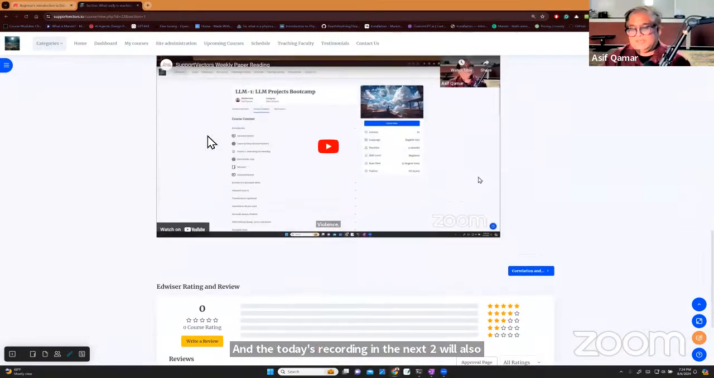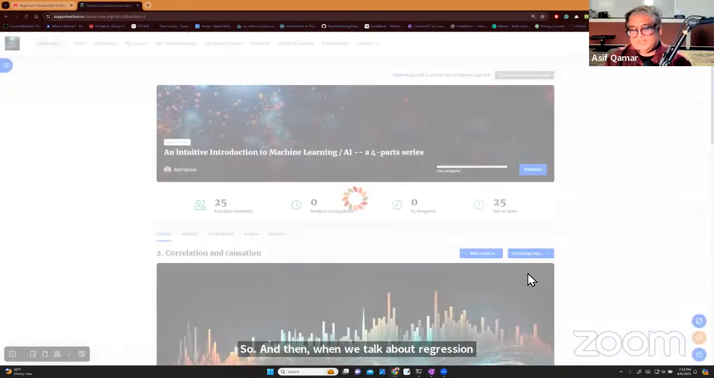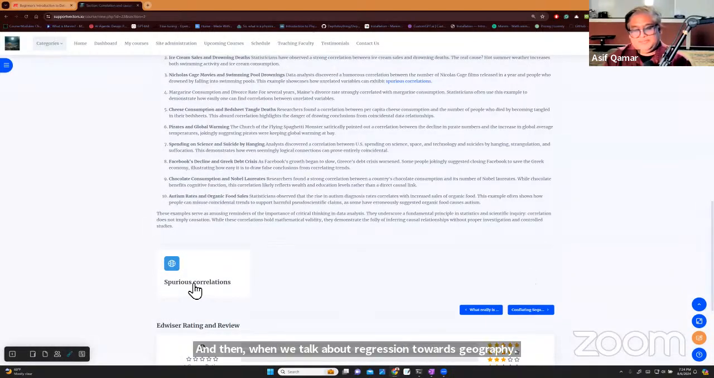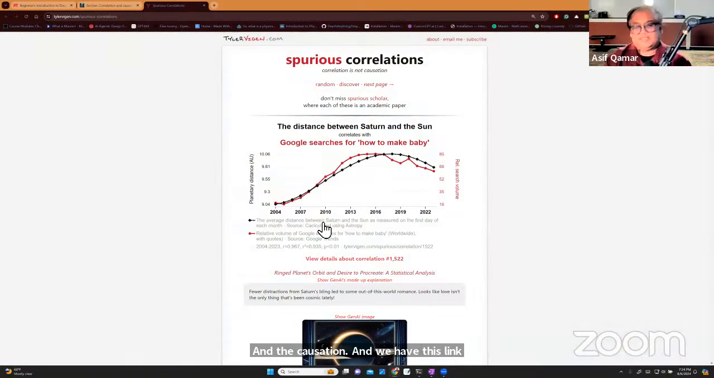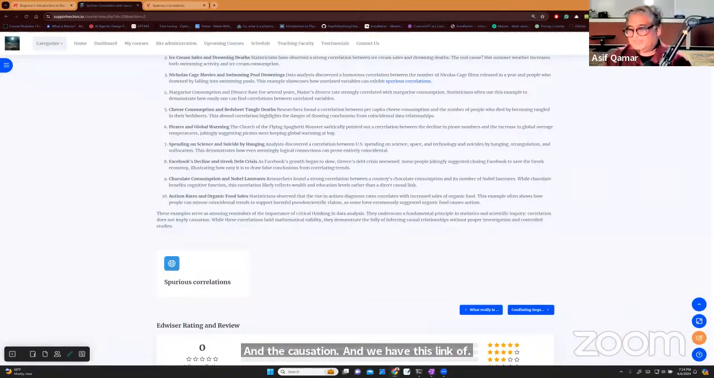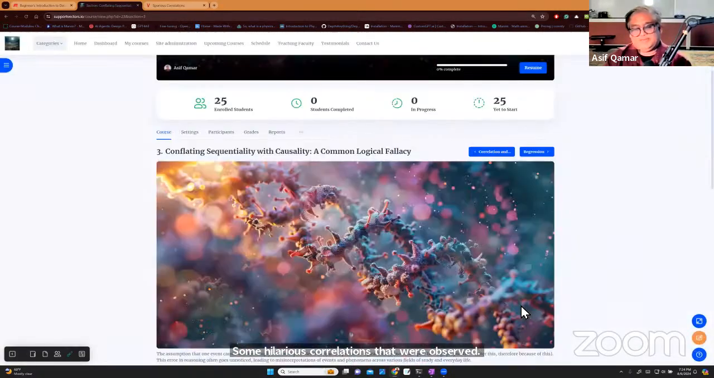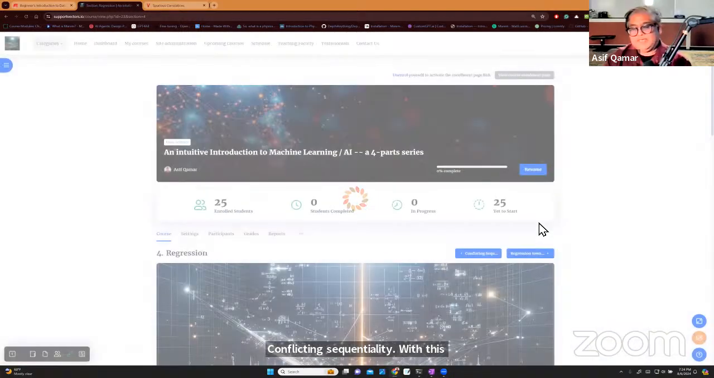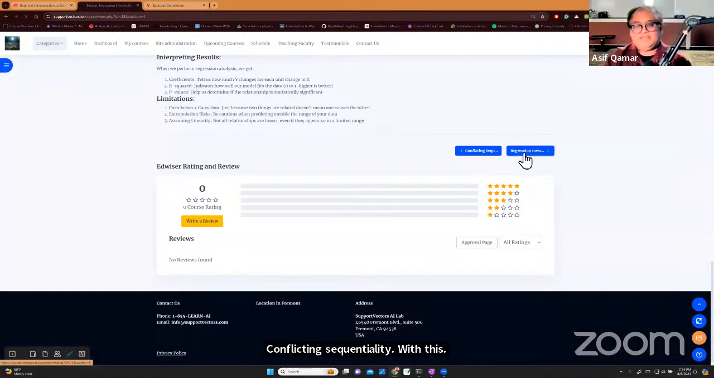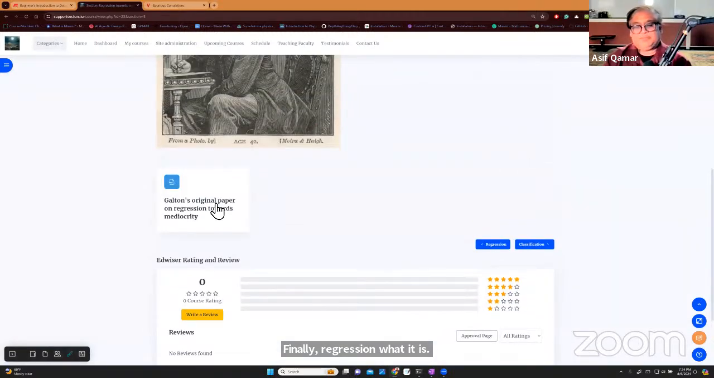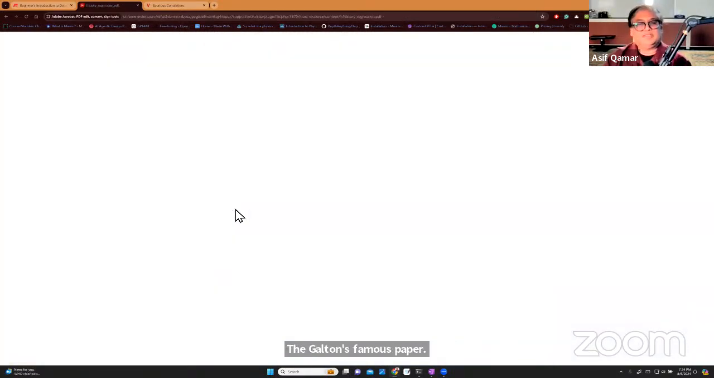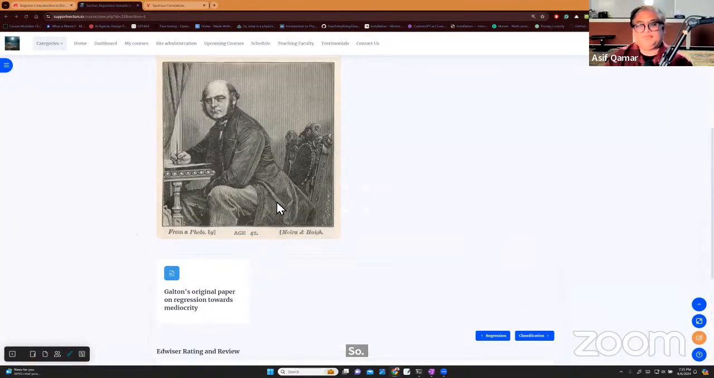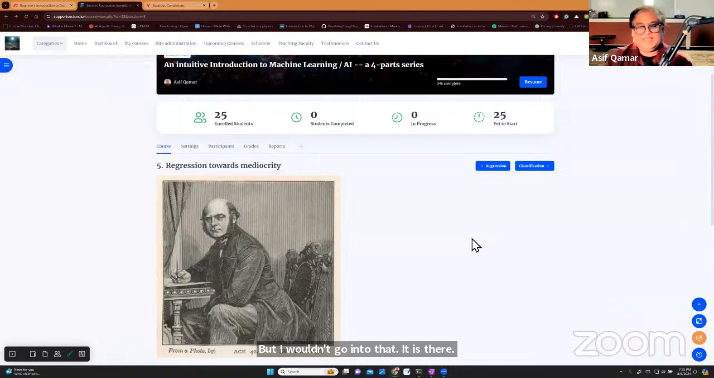And then when we talk about regression towards mediocrity, the causation, and we have this link of spurious correlations and so forth, some hilarious correlations that were observed, conflating sequentiality with this, then finally regression, what it is, and a quick summary, and then finally Galton's famous paper, which was on regression towards mediocrity. Right? And this paper should show up at some point. But I won't go into that. It is there. Those of you who are motivated by the history of things can go and read.